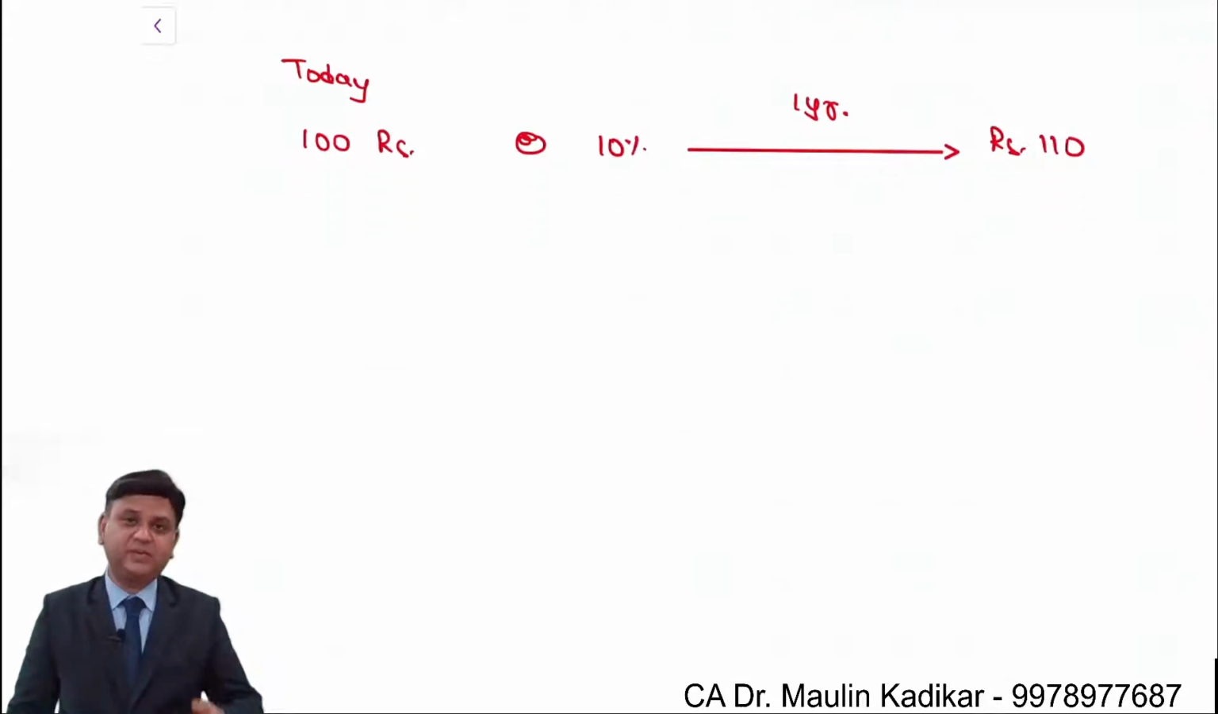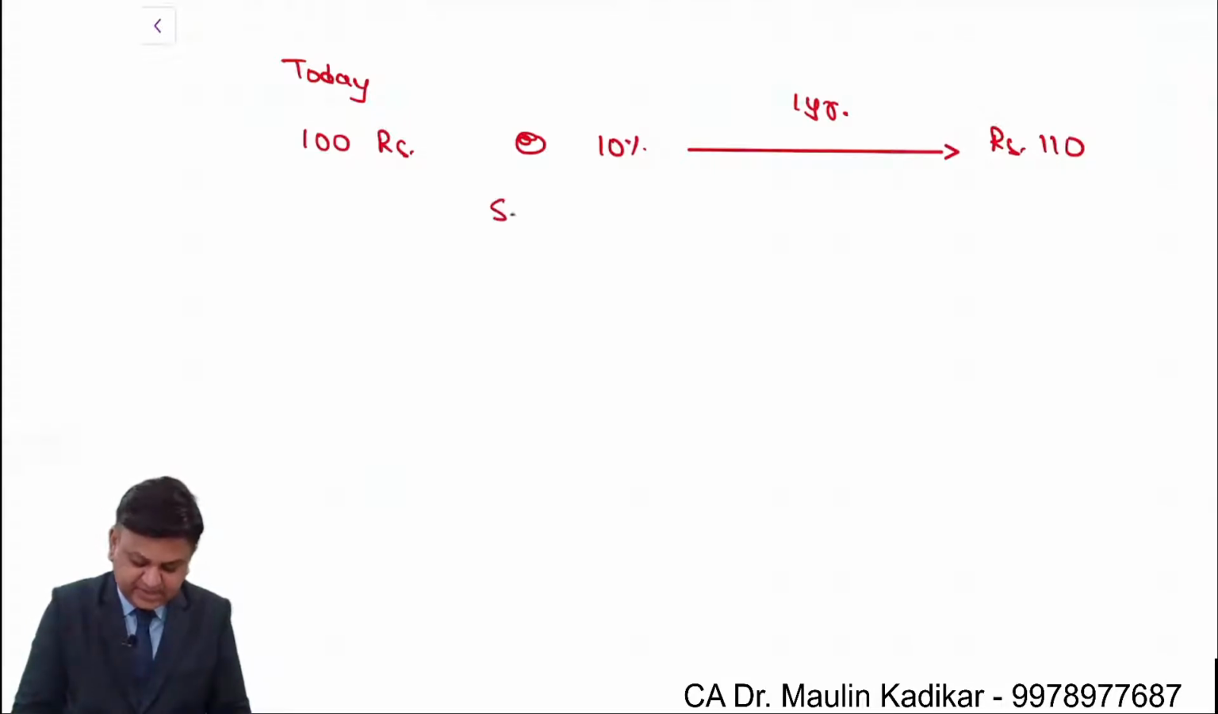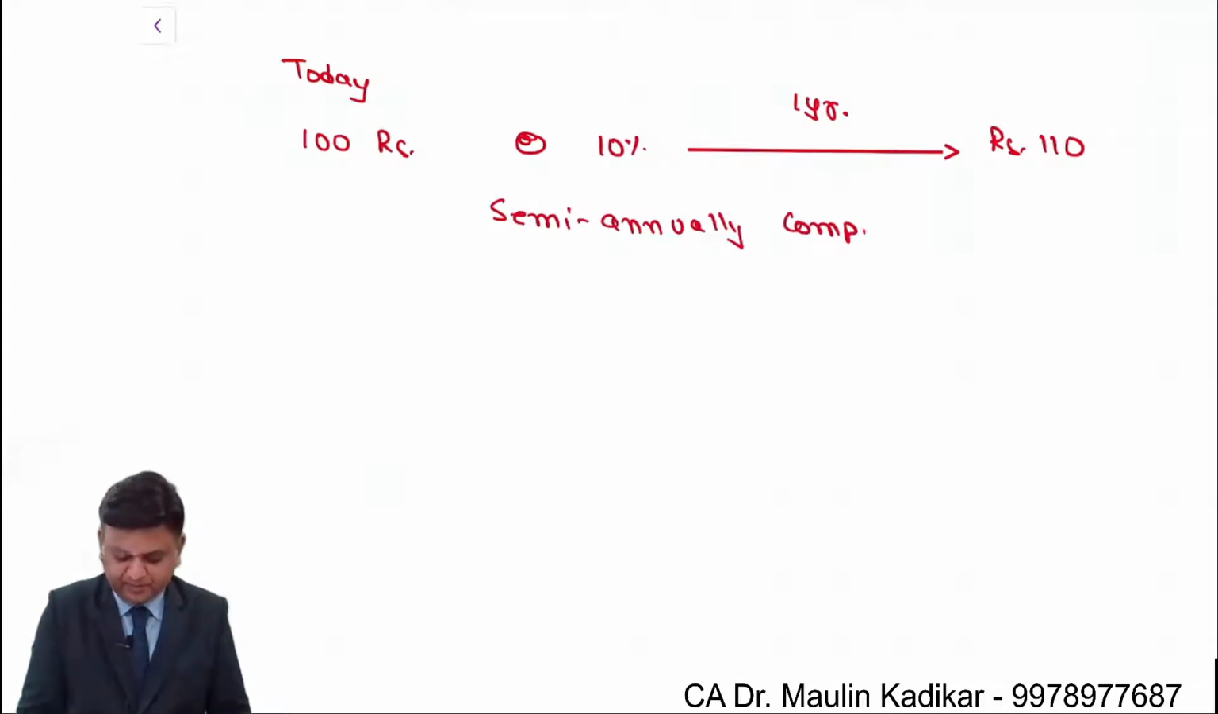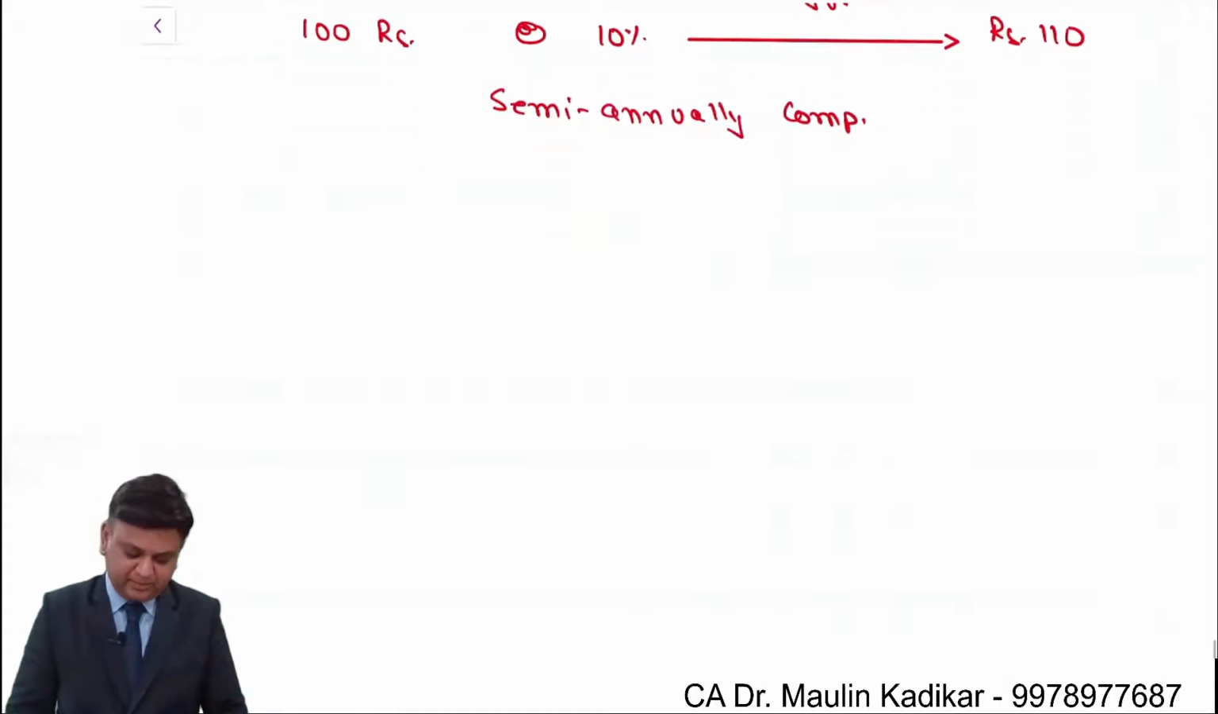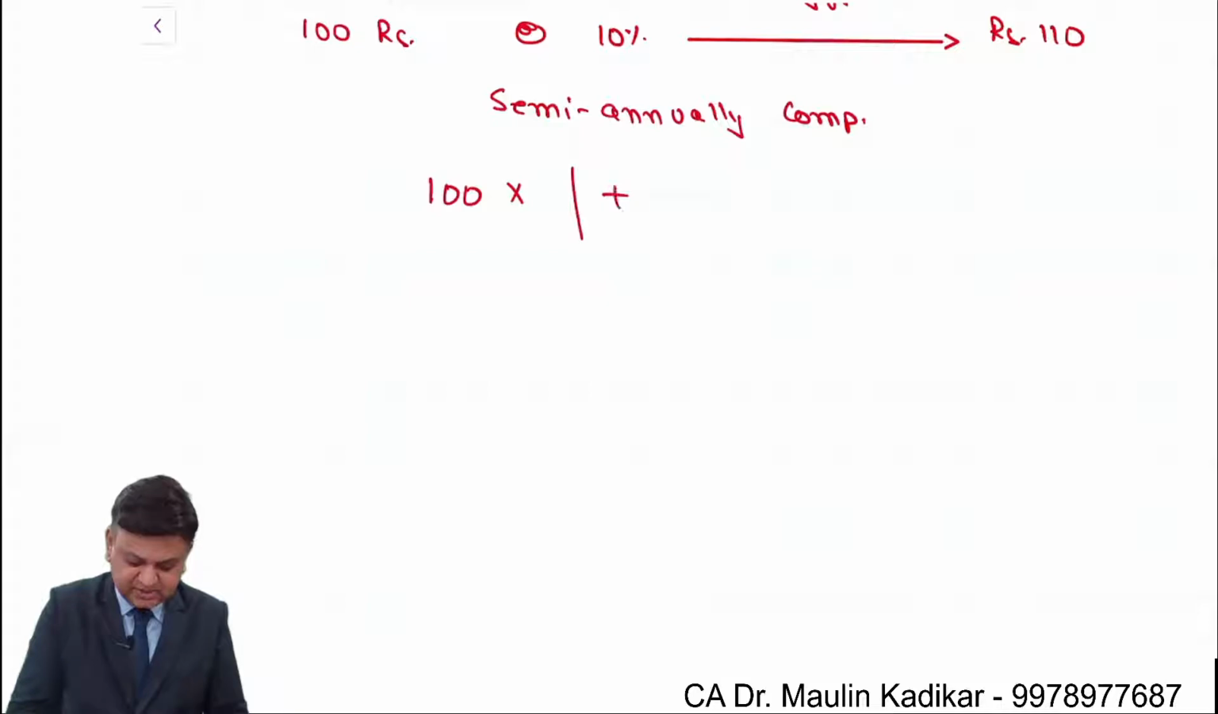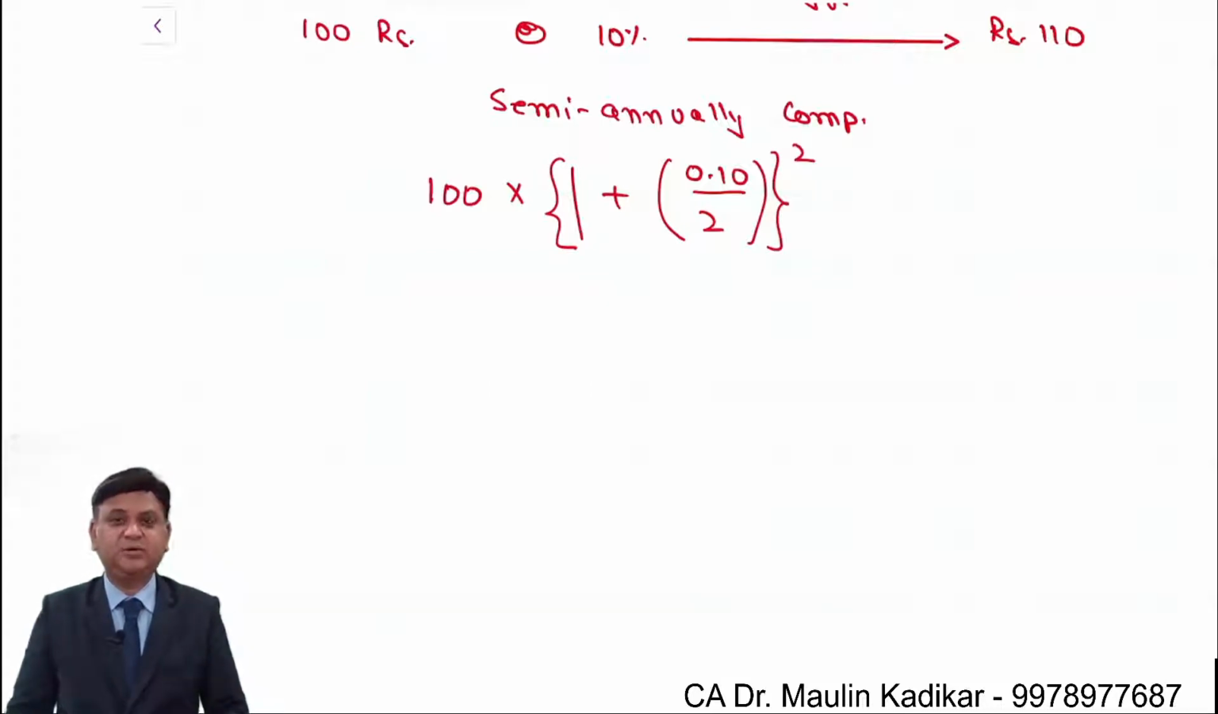Now suppose the 100 rupees is invested at the rate of 10% for 1 year and the interest is semi-annually compounding. Then in that case, how do we make the computation of the maturity? 100 into (1 plus I, 10% divided by 2) raised to 2. That is the way we are required to compute the maturity.